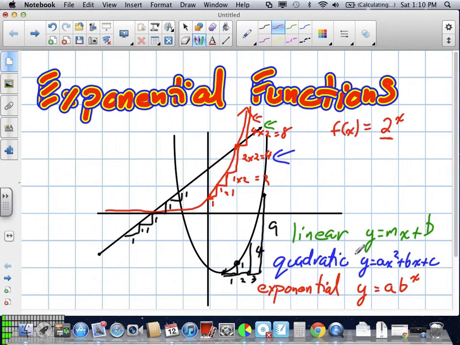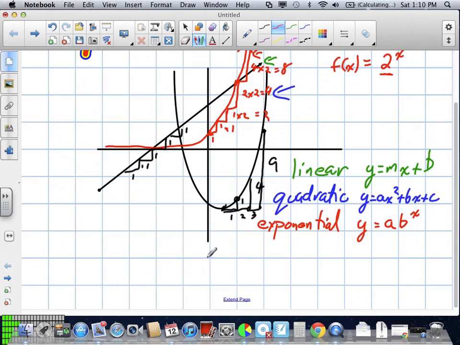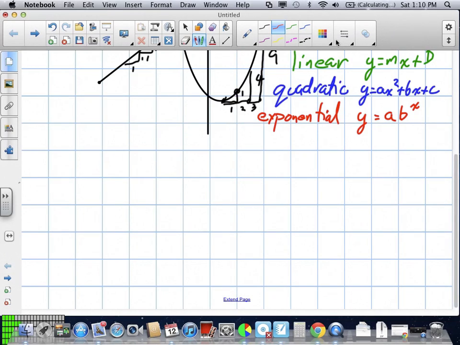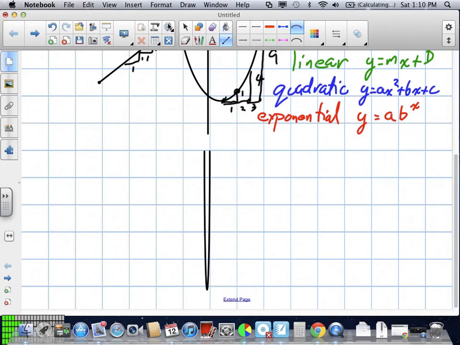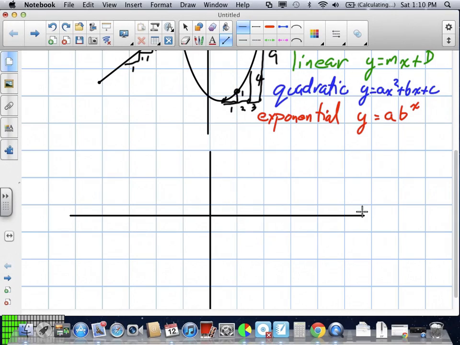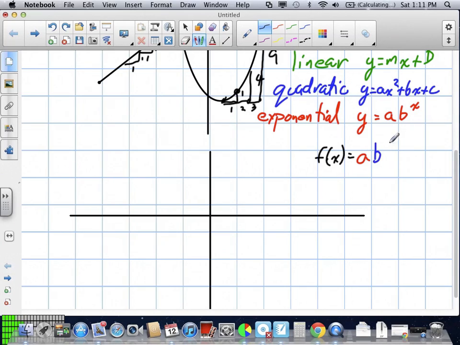And there are different types of exponential functions. Let's come out of the graph again. Now, depending what our variables are, and in this case we were using f of x equal to, we have three variables here. We have an a, b, and to the power of x.